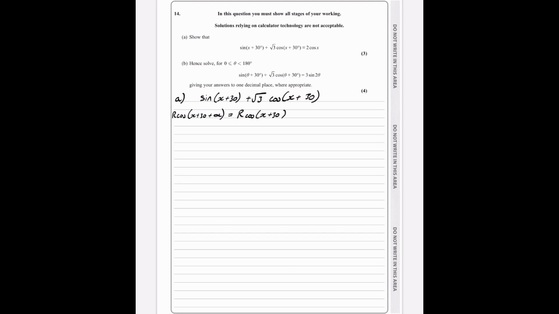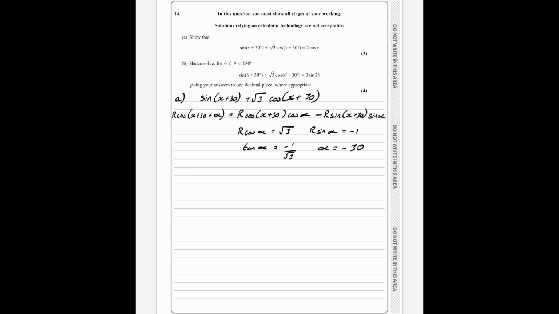Expanding that out using cos of a plus b, we get r cos of x plus 30 cos alpha minus r sine of x plus 30 sine alpha. And then the r cos alpha is going to be equal to the root 3, because it's next to the cos x plus 30. And then minus r sine alpha will be equal to 1. I'll bring the minus over next to the 1. So r sine alpha equals minus 1. Tan alpha will be sine alpha over cos alpha, so minus 1 over root 3. And we can deduce, therefore, that alpha must be negative 30.